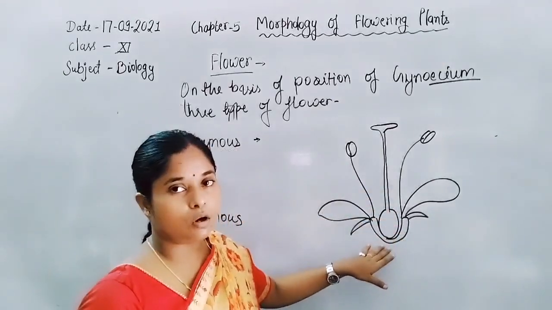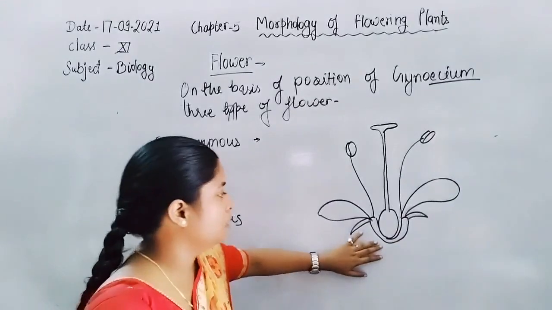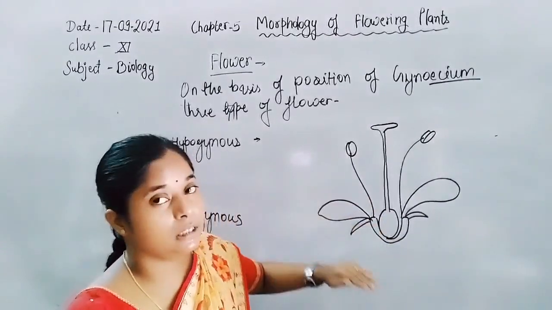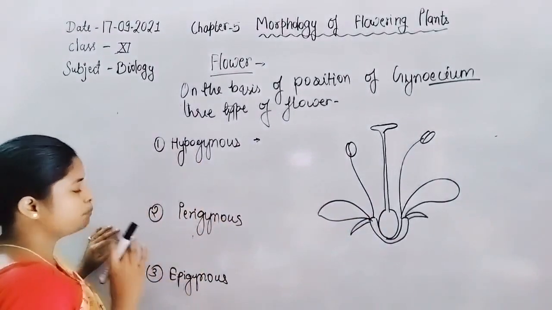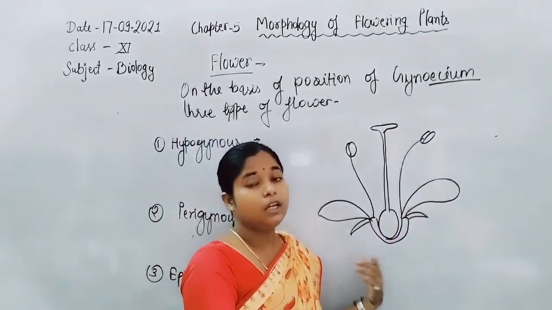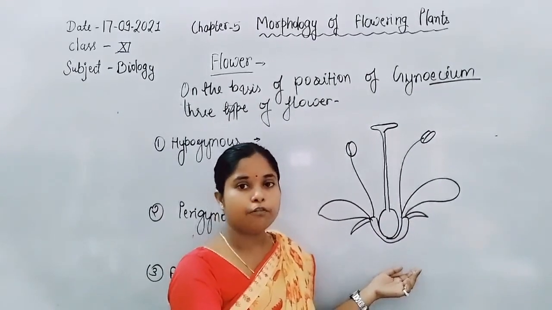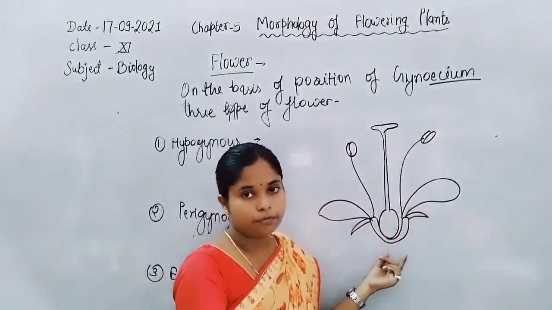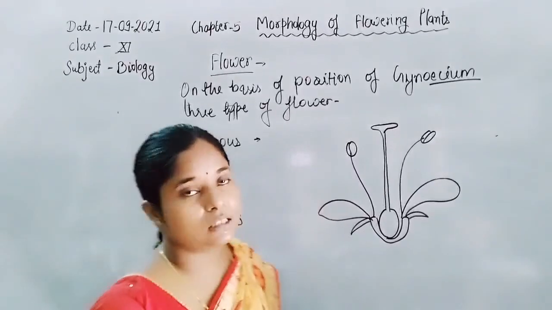Actually, the ovary is not superior with respect to the other parts of the flower. It is present at the middle region with respect to the flower. Such a type of flower is known as perigynous type of flower because the ovary is not fully superior or fully inferior. It is partially inferior with respect to the other parts, because the other parts of the flower originate at the periphery of the flower, or the periphery of the thalamus.